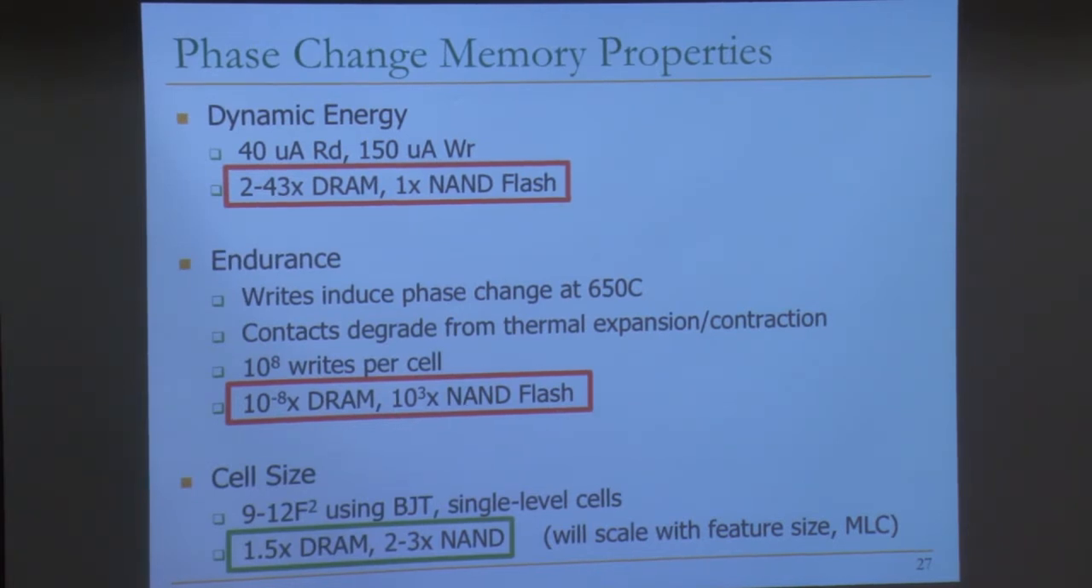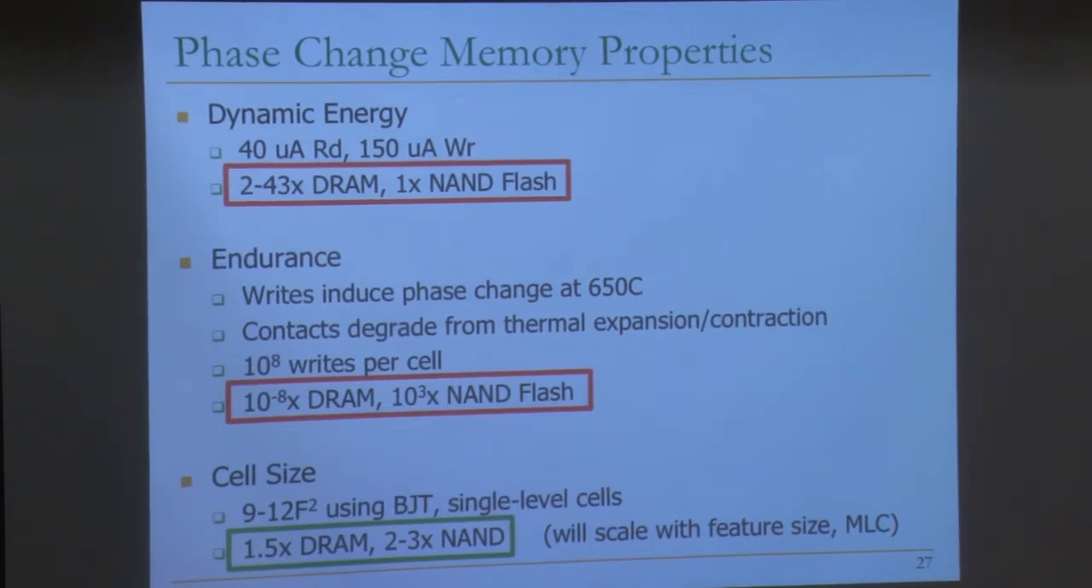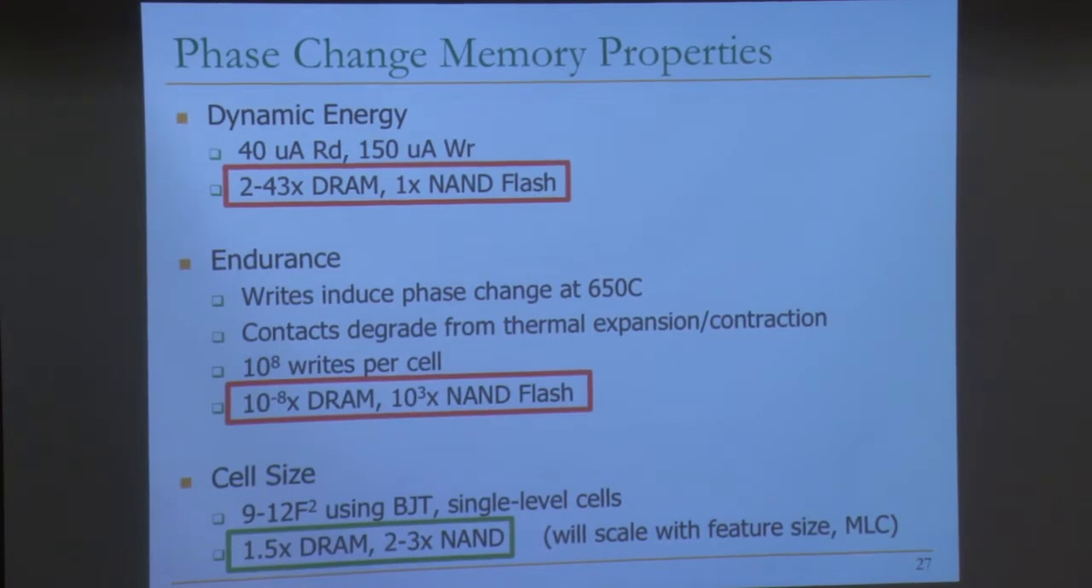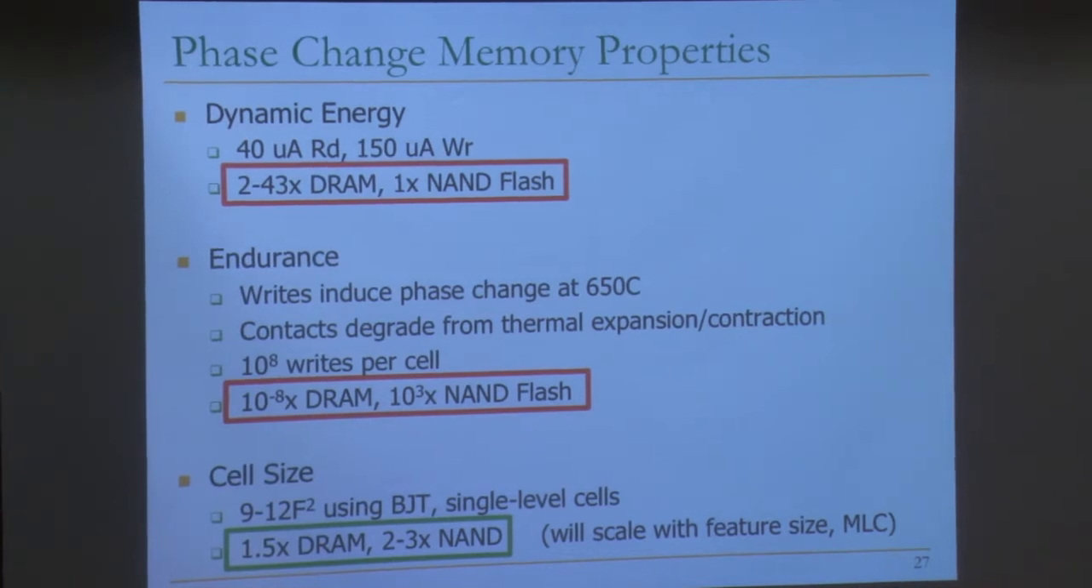So in terms of dynamic energy, there's this huge range from 2x to 43x. The 43x there is mainly because of writing data, right? That takes a lot of energy to perform. OK, endurance, like Mike was pointing out, in DRAM, you're not changing the device itself. You're just changing the charge that's stored in it at any point in time. Here, we're melting, cooling, melting, cooling, melting, cooling.